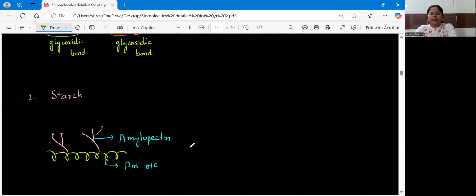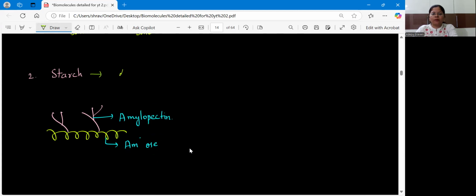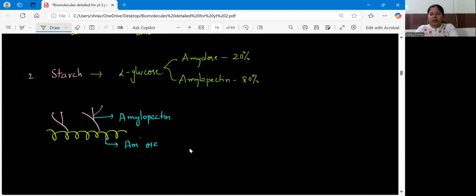Next, if you talk about starch. Starch is also made up of alpha glucose units. And here, glucose is arranged in the form of two components. We have amylose, which forms 20% of the starch, and amylopectin, which forms 80% of the starch. So these are the two components which we see in starch. And please remember, both components are made up of alpha glucose units only.